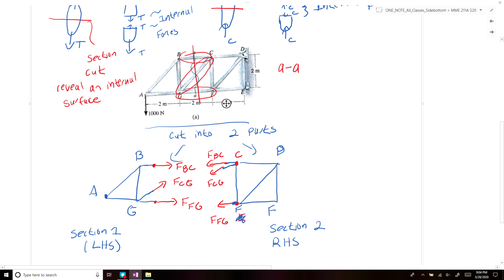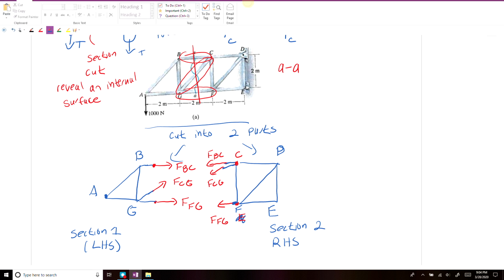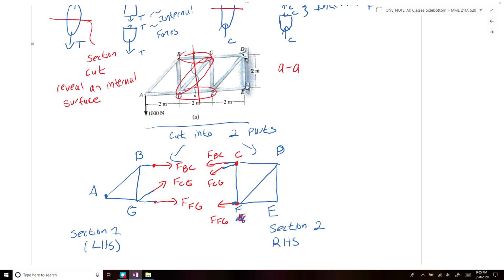The last thing we need to do in this situation is account for our external forces. We have a 1,000 Newton force acting downwards at point A. Then we have a pin joint at point D, so due to the pin joint we'll have Dx and Dy. And due to the roller joint at point E, we'll have Ex.